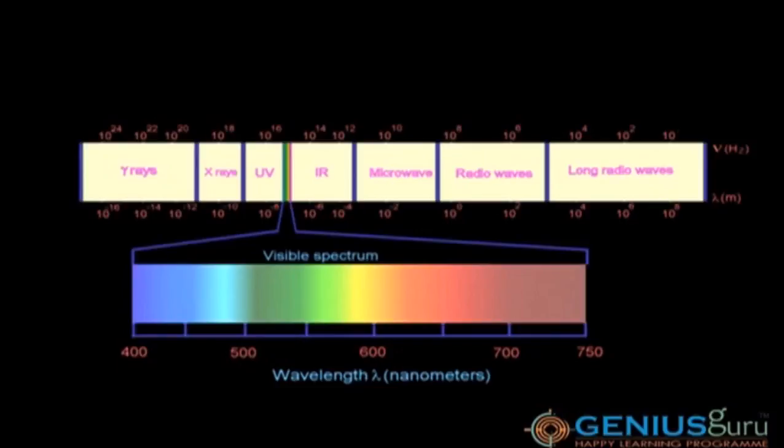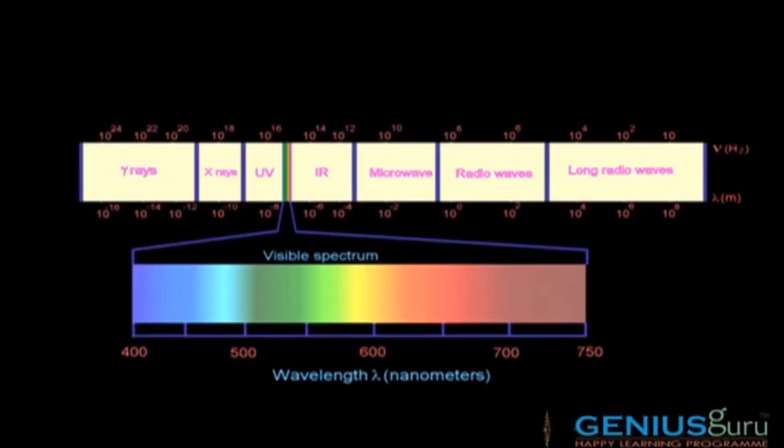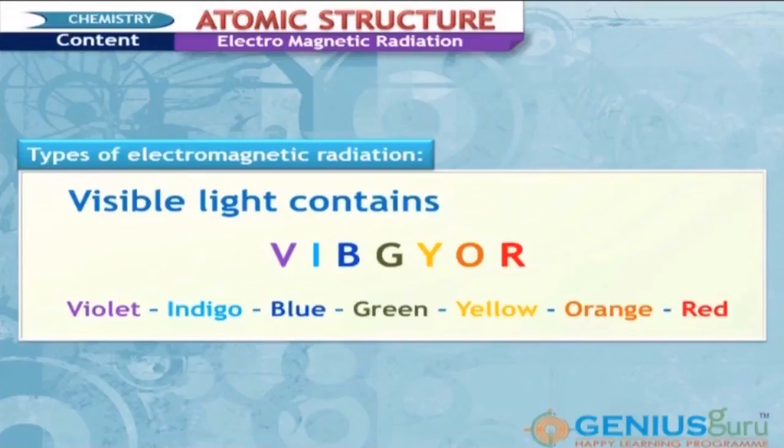Apart from this, another one is the visible light. Look at this, this small portion represents the visible light. Visible light contains how many colors? 7 colors. These different colors are violet, indigo, blue, green, yellow, orange and red. This is the increasing order of their frequency and decreasing order of their wavelength.